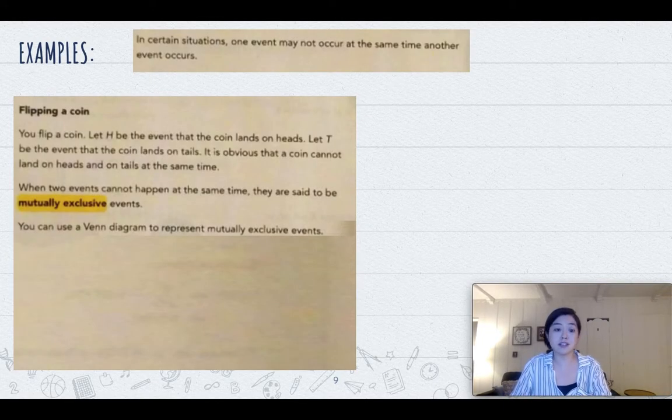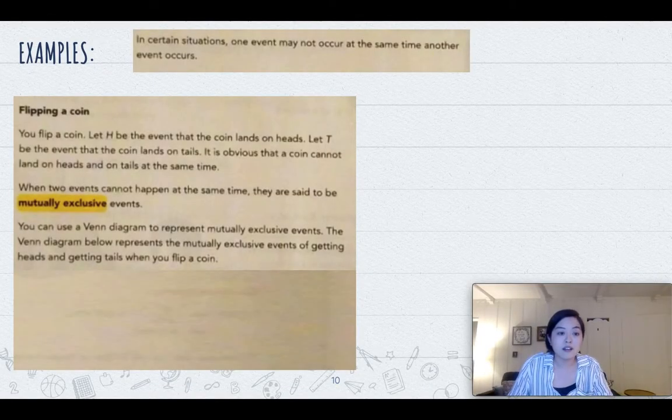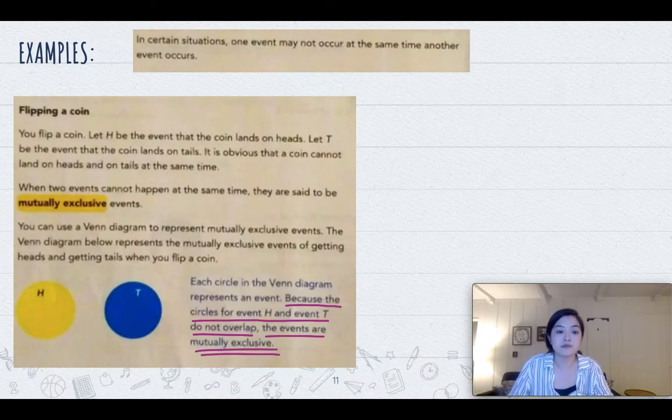And we can use a Venn diagram to show mutually exclusive events. The Venn diagram below will show mutually exclusive events of getting a heads and getting a tails when you flip a coin. So look here. Here's event H of getting heads, and here's event T getting tails. Notice they're not overlapping each other. They're separated. Because the circles for event H and event T do not overlap, the events are mutually exclusive.